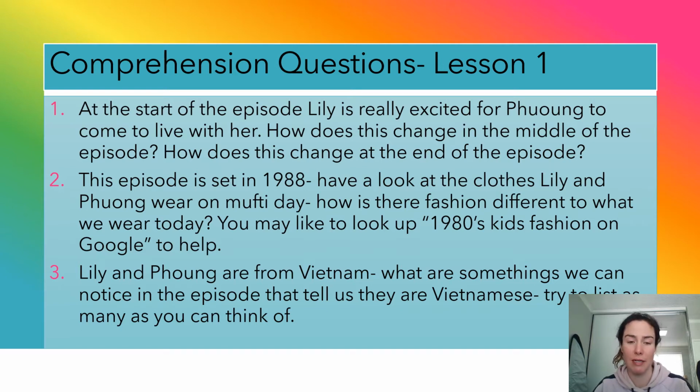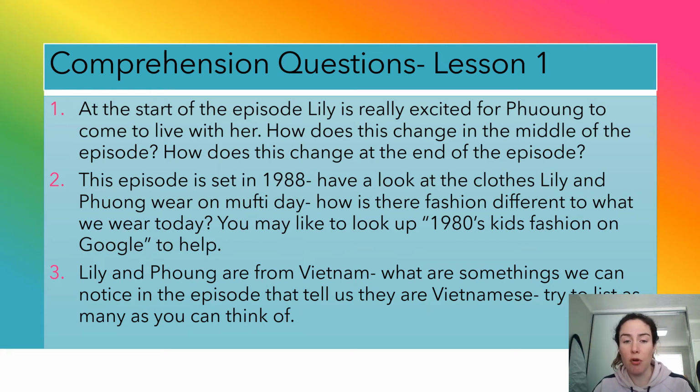And question 3 says, Lily and Phung are from Vietnam. What are some things that we can notice in the episode that tell us they are Vietnamese? Try to list as many as you can think of. So this is when we're using our inferencing skills. It does mention Vietnam a little bit in the episode, but it doesn't explicitly say, oh, Phung has come from Vietnam, Lily is from Vietnam. It doesn't tell us that. So what we're practicing here is using our inferencing skills to watch the episode and think about what clues tell us they are from Vietnam.